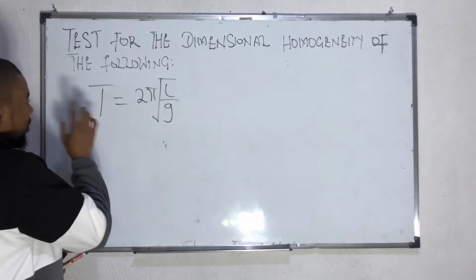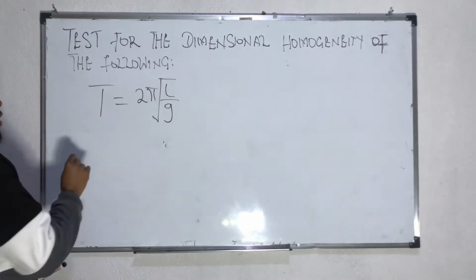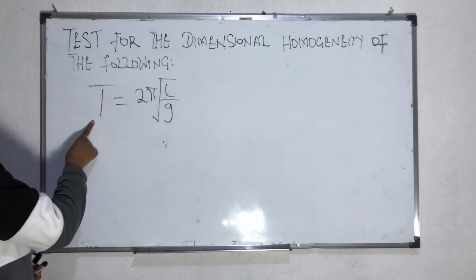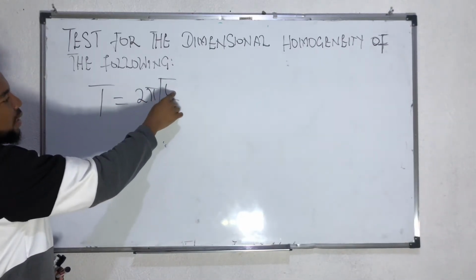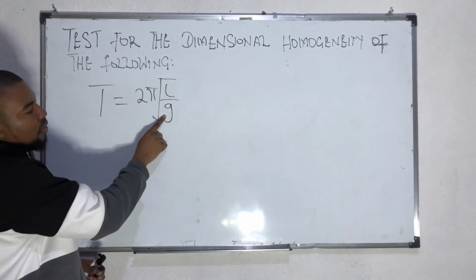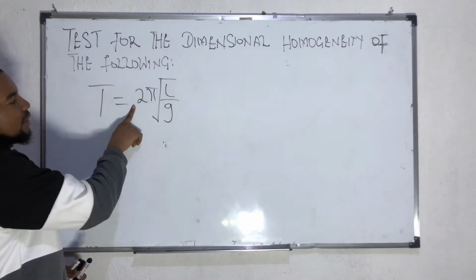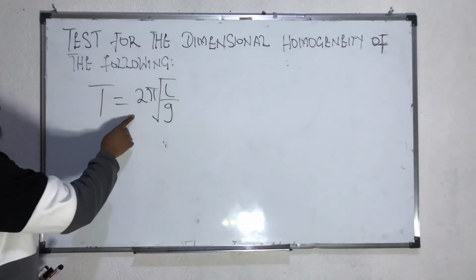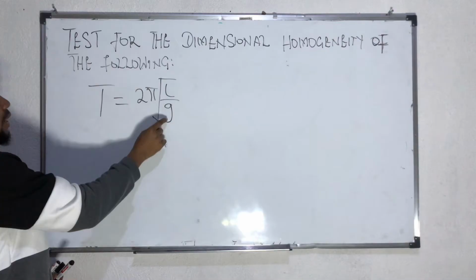The first thing that you need to do here is to identify your variables and find their respective dimensions. This is the time, which is represented by capital letter T. The L, next one here, is the length of the pendulum. The one underneath is g, which is gravity, right? The 2 pi is dimensionless. It does not have any dimension. Therefore, we shall only find the dimensions of T, L, and g.